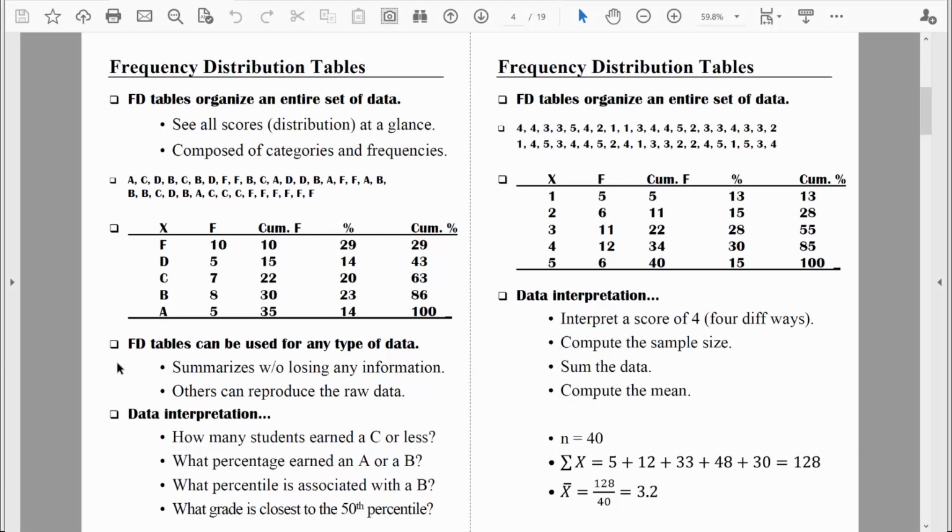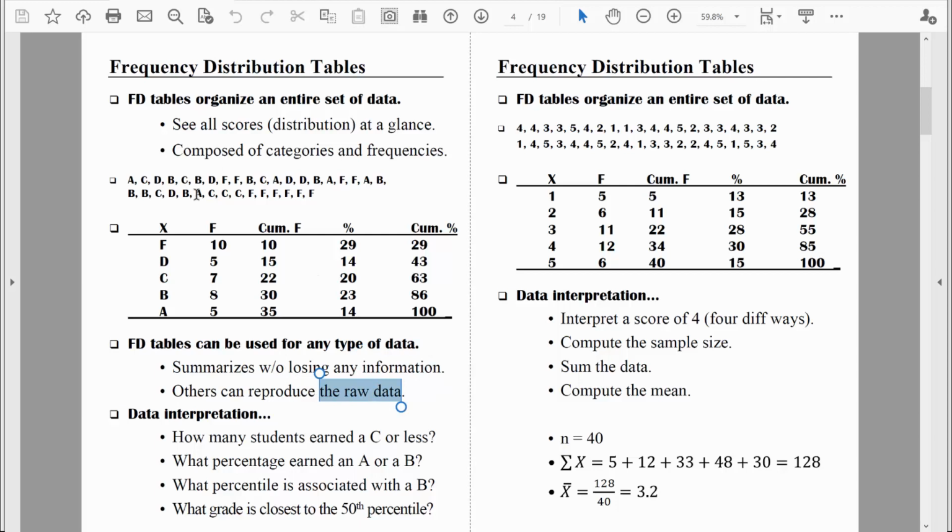Let's summarize a few things that we like about these frequency distribution tables. The first thing that I like is that frequency distribution tables can be used for any type of data. Data can be categorical, it can be measurement data, it can be measured on any type of scale, nominal, ordinal, interval, or ratio, so they're very flexible. Another thing that I really like about these tables is that it summarizes all the data without losing any information at all. And what I mean by that is that other people, if they were looking at this table and they didn't see the raw data, they could actually reproduce the raw data.